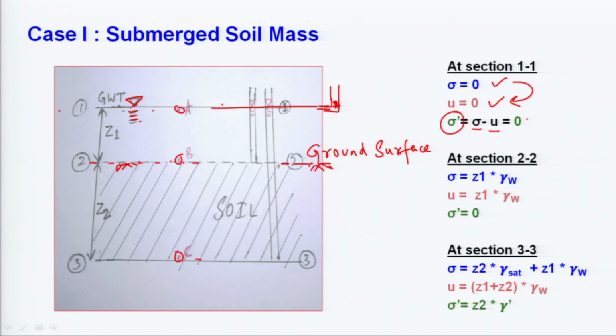So, this water here in this Z1 height will be exerting some force on the soil. So, that will be Z1 into gamma W. And when we talk about the pore water pressure, what happens? How to measure the pore water pressure? We will simply be inserting the piezometer at this second section.